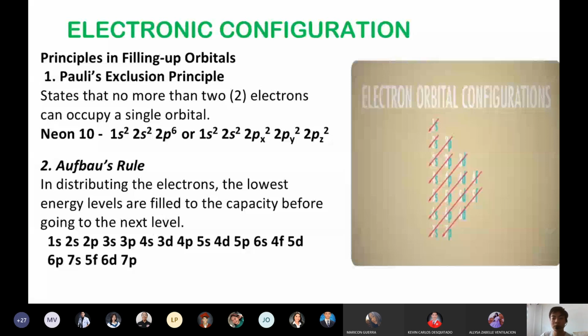So ganun din sa electronic configuration. You start with the lowest energy level first, that is nearest to the nucleus, then you go outwards. And paano yung pagpunta outwards? Ito yung pattern na sinusunod. I-fill out niya muna yung 1S, then 2S, then 2P, 3S, and so on and so forth. So sunod-sunod yan.